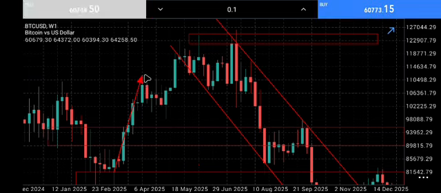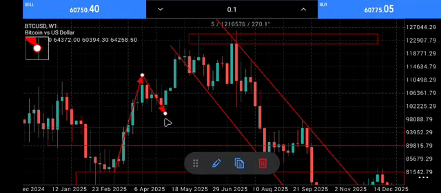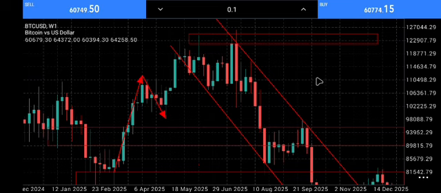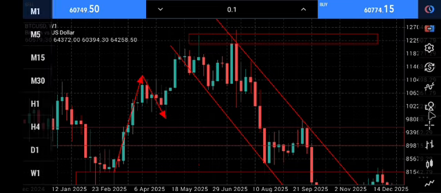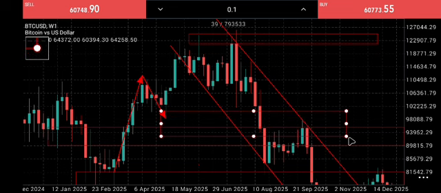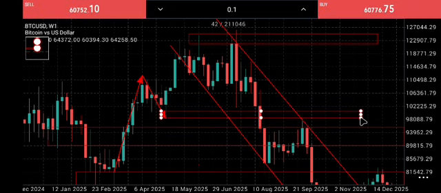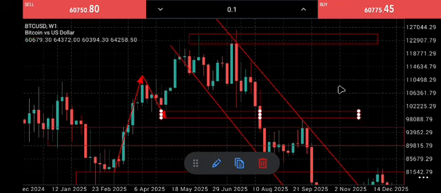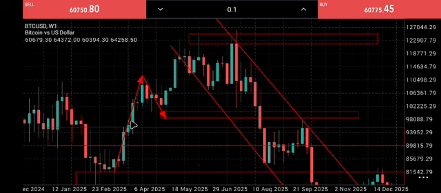This is our pullback up to here. If this is our pullback up there, that means this is our demand area, and we can mark it and identify it as our demand area. So we can buy here.